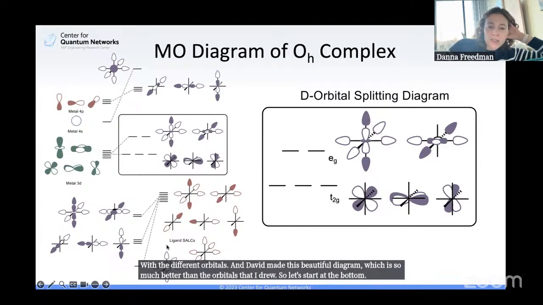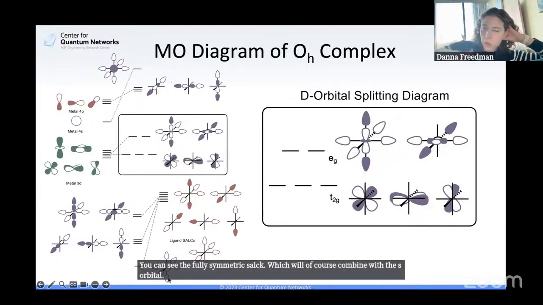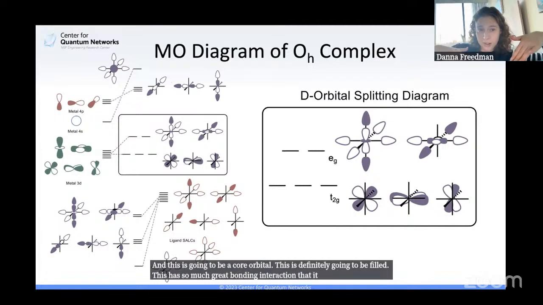You can see the fully symmetric SALC, which will of course combine with the s orbital. And this is going to be a core orbital. This is definitely going to be filled. This has so much great bonding interaction that it's going to be super stabilized, right?